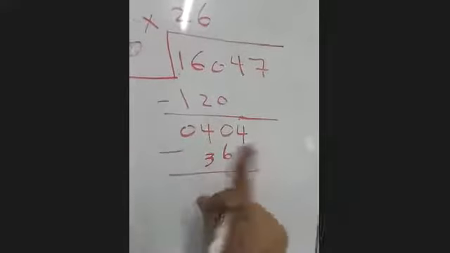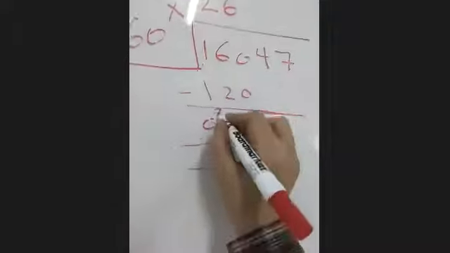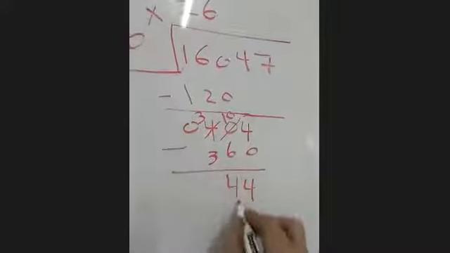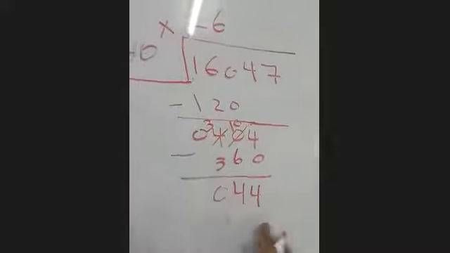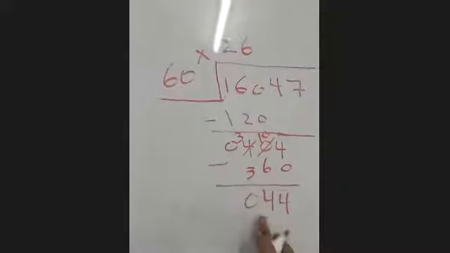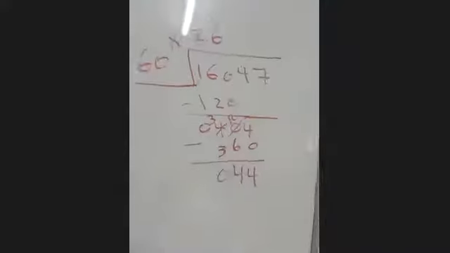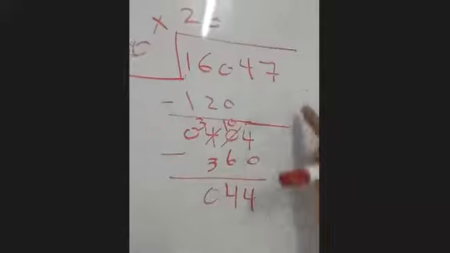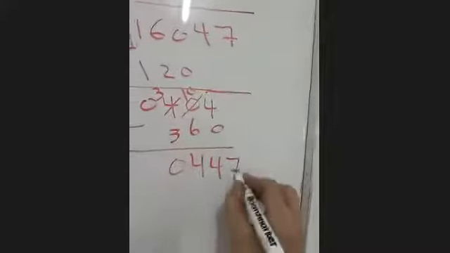0 minus 6, it cannot, so take 1. This will be 3 and this will be 10. 10 minus 6, 4. 3 minus 3, 0. Look here. 44 is less than 60. I'm okay. Now, what will I bring? The 7, the last number, the 7 down.